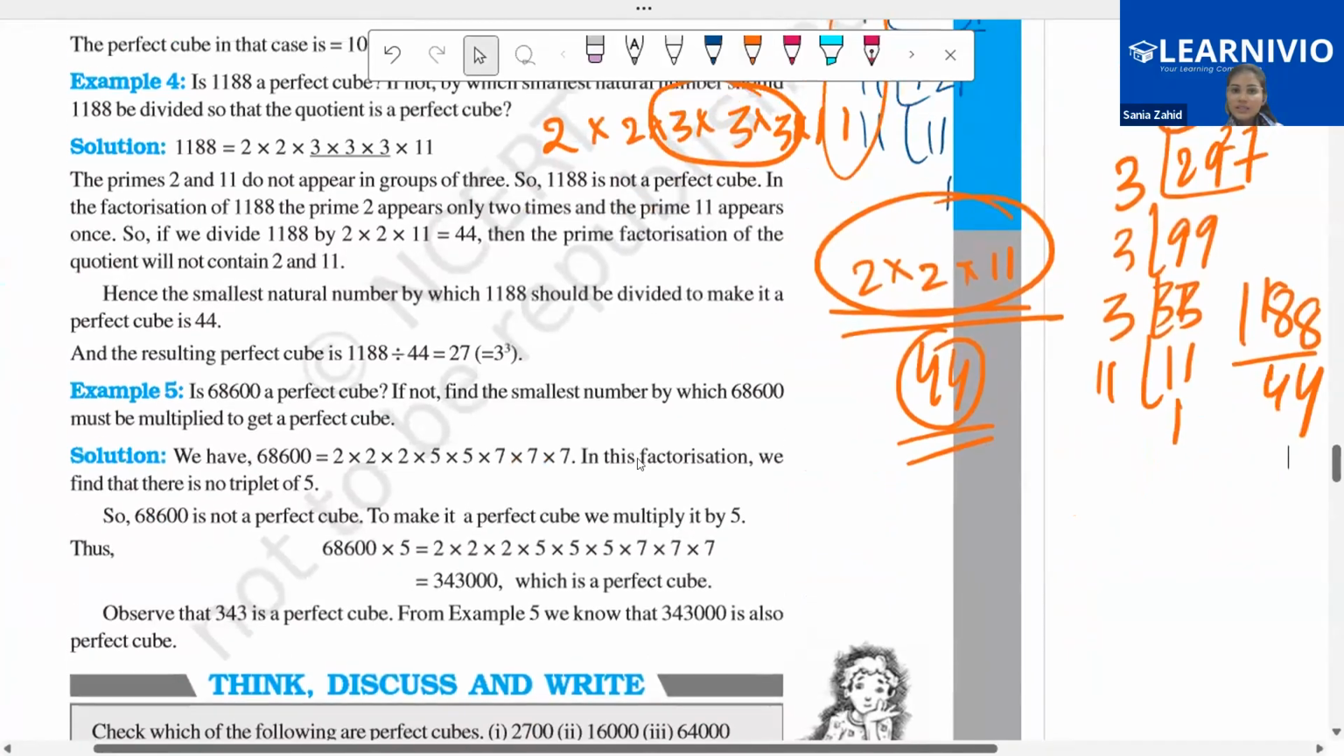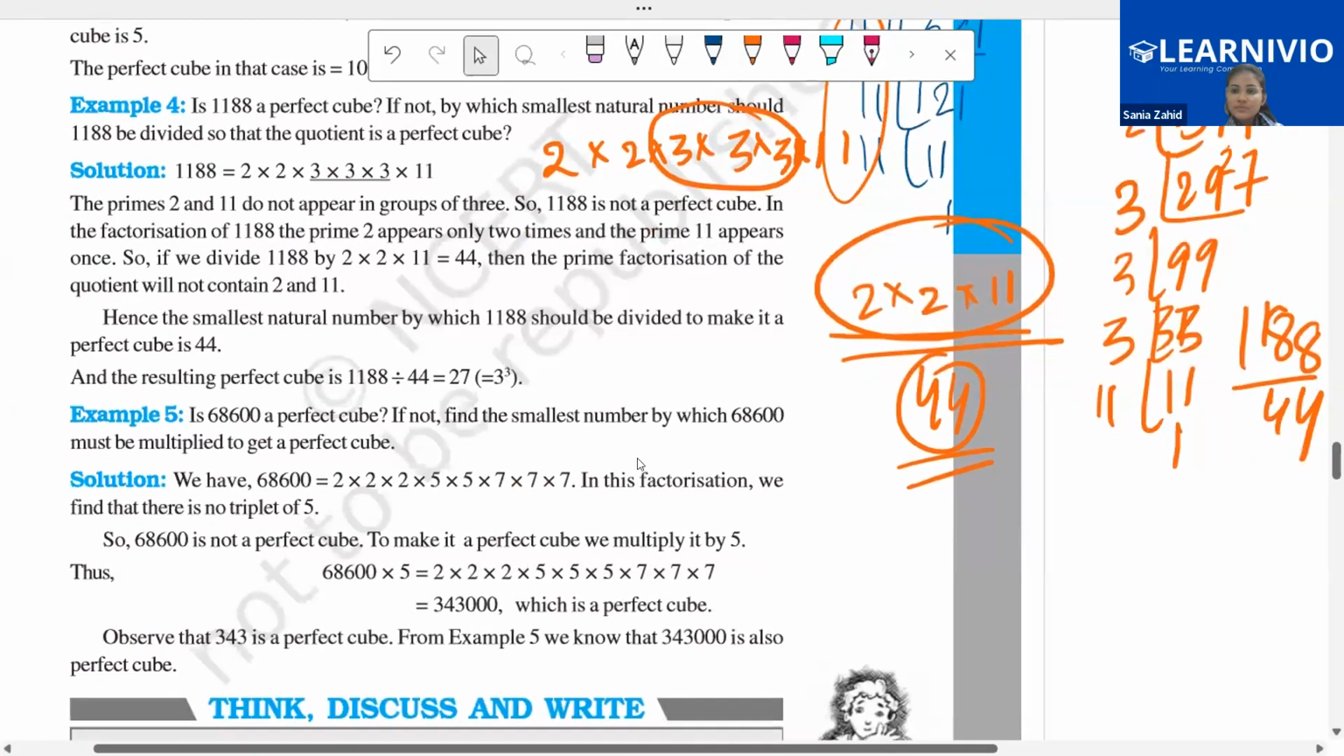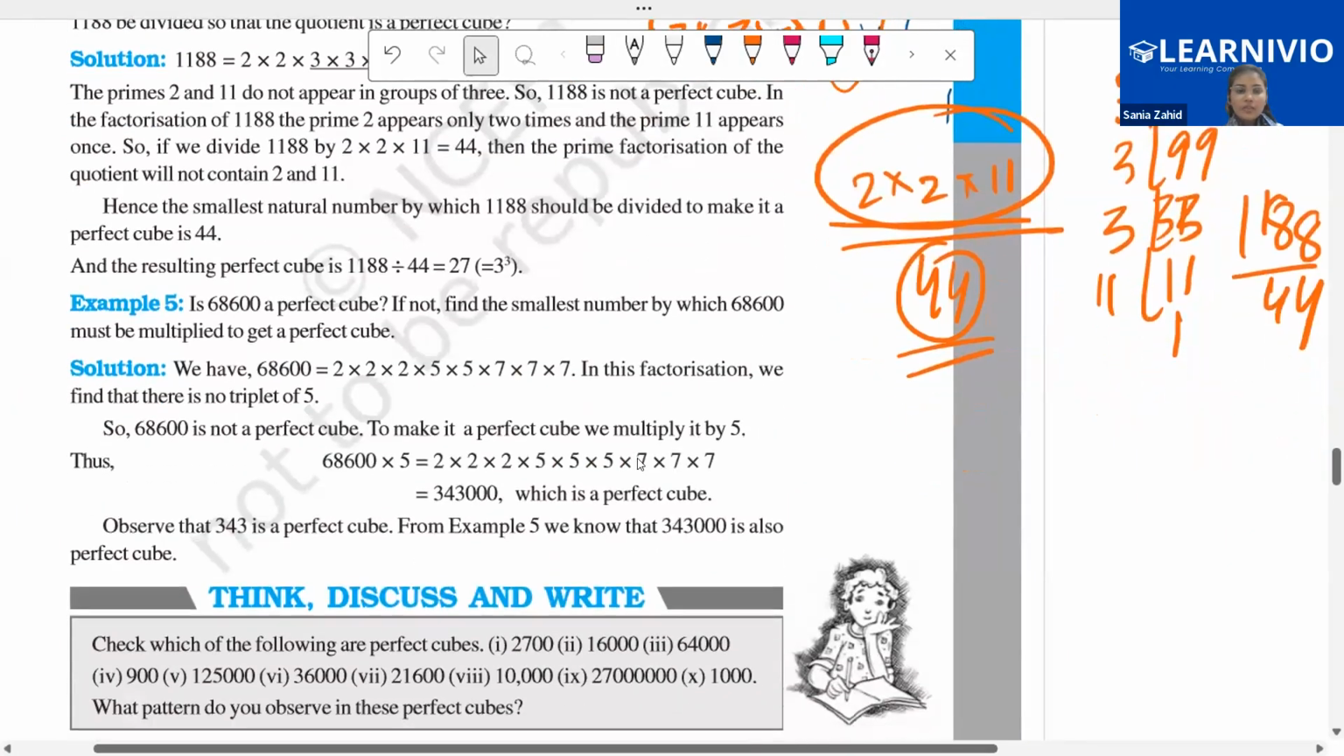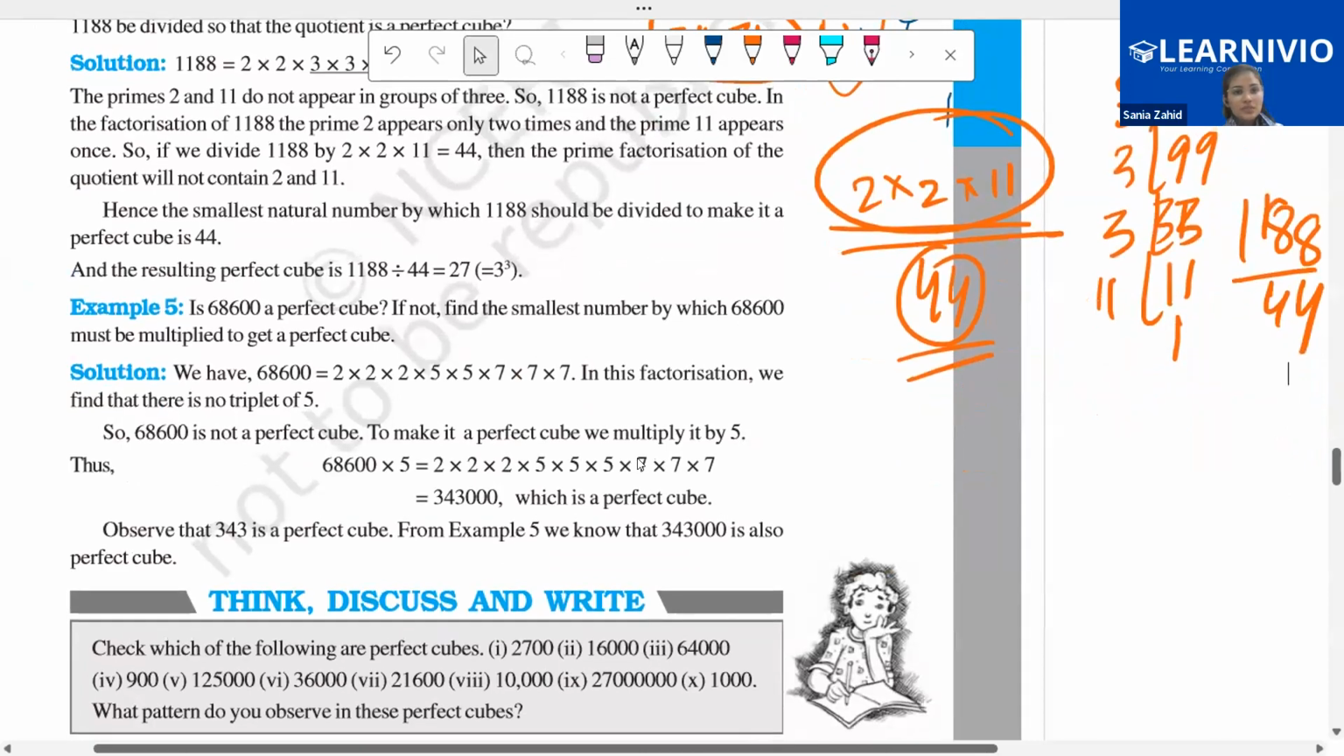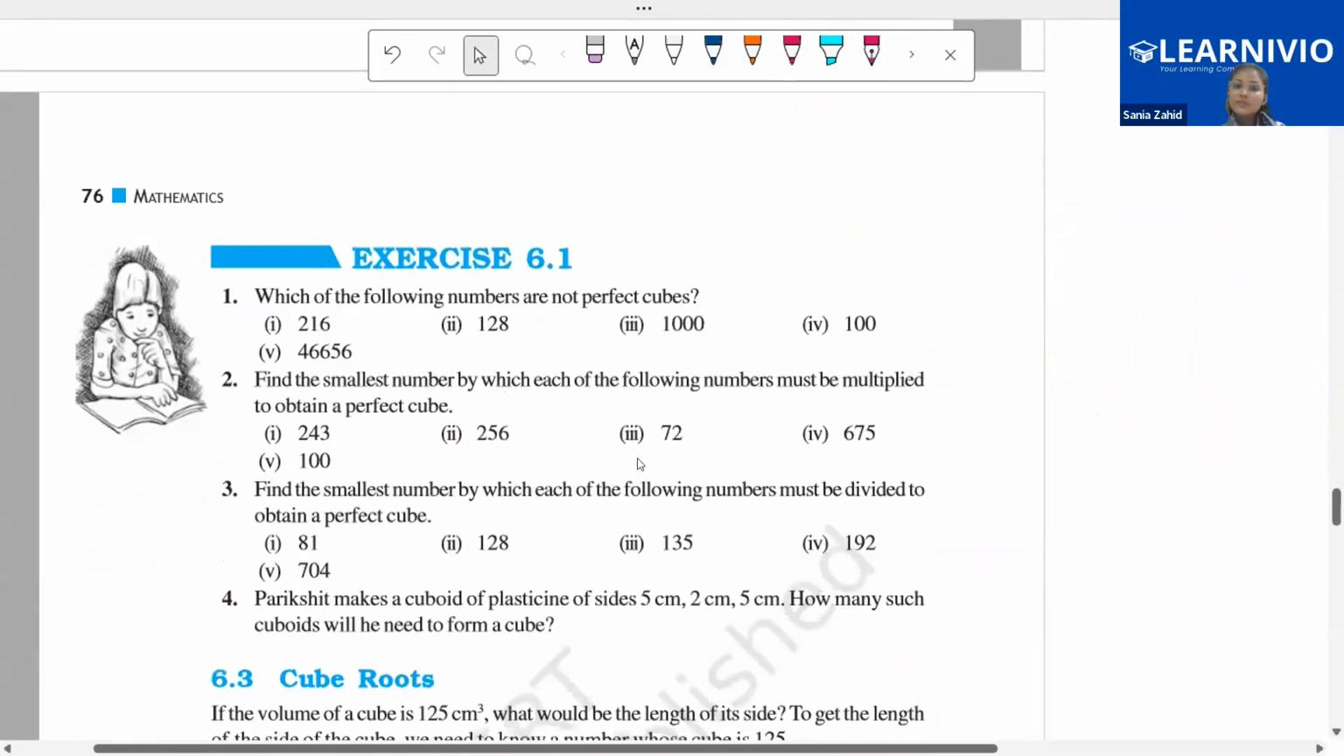Next is, children, are you understanding? Yes, ma'am. Okay, next is again the same question only, just the multiplication. Let's come to the exercise.